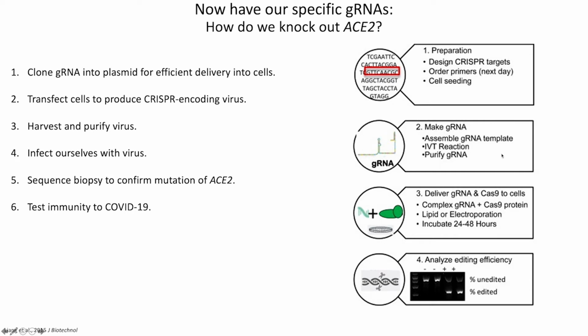Now that we have our specific guide RNA sequences, we can clone them into DNA plasmids, transfect those plasmids into cultured cells to produce CRISPR-encoding virus, harvest and purify the virus, infect ourselves with the virus, and then confirm mutation or knockout of ACE2 by sequencing a biopsy of ourselves. As a functional readout, of course, at the end of all this, we would want to test our immunity to COVID-19. Now that you've learned the details behind CRISPR-Cas9, go back and watch that video again and see what parts and processes you can identify.